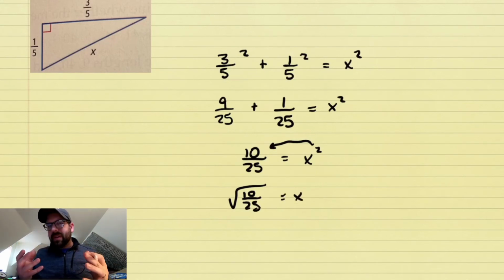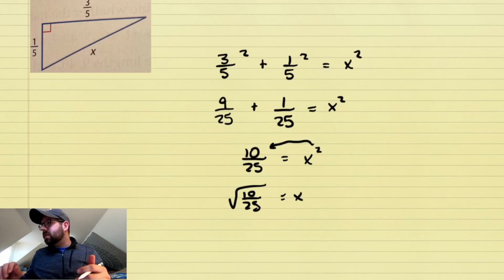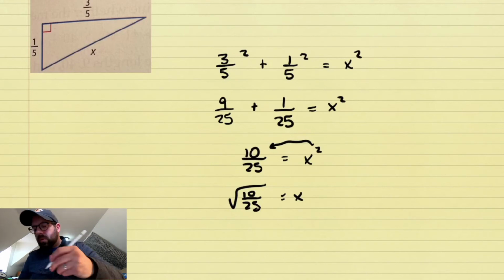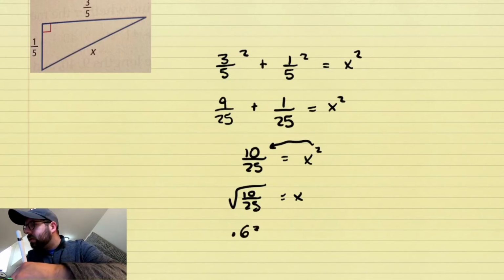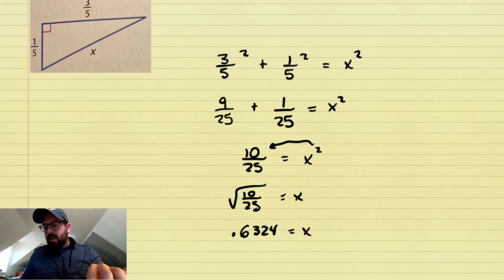But if I actually want to find the decimal, take 10 divided by 25 on a calculator, which is 0.4, and then take the square root of that. So square root of 0.4 should be 0.02. Nope, not even close. 0.6324. So there you go.